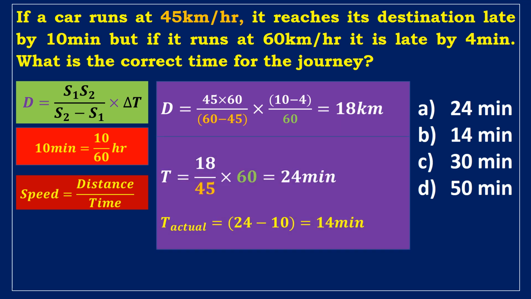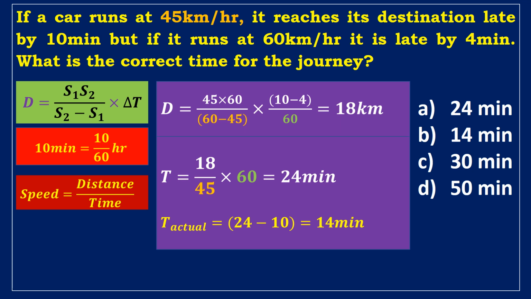According to the question, a car runs at 45 kilometers per hour and covers a distance of 18 kilometers. We can now use the speed, distance, and time formula to calculate the time taken to complete the distance of 18 kilometers at 45 kilometers per hour. Time is equal to 18 divided by 45, and this fraction is multiplied by 60 in order to convert time in hours to minutes. So 24 minutes is required to cover the 18-kilometer distance.